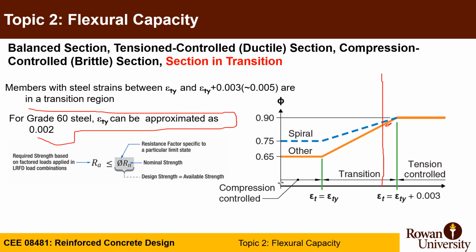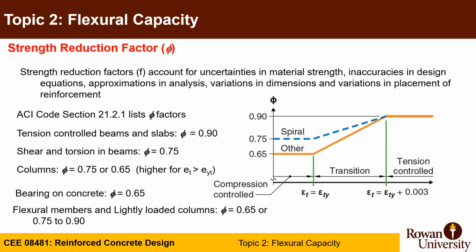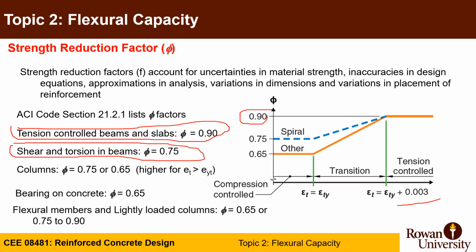And you also need to know that if you have grade 60 steel, your strain epsilon ty is almost 0.002. Get the phi values here. We know that if you are more than epsilon ty plus 0.003, your phi value is 0.9. We always try to have tension controlled beams and slabs at 0.9. In shear and torsion it is 0.75. In columns it is 0.75 or 0.65. And for bearing on concrete you also get 0.65. So this phi value is always lower if your failure mode is toward brittle failure, and it's higher if your failure mode is toward ductile failure.